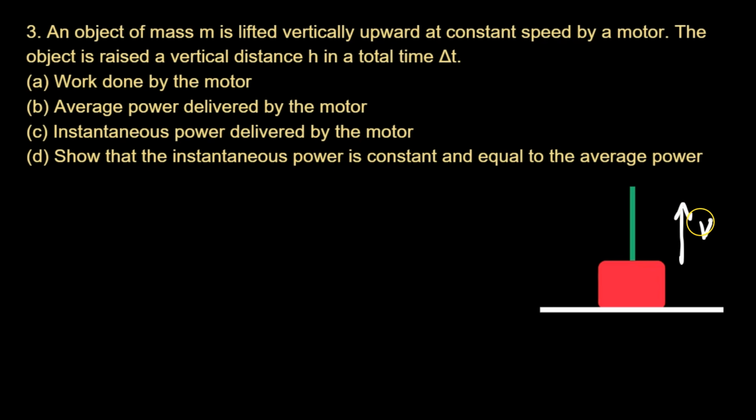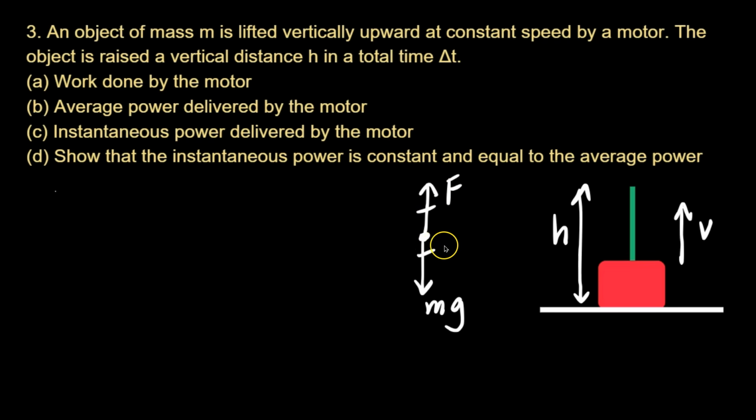In this problem, we have a mass m pulled up by a motor through a rope. It is moving up at constant speed and it's pulled up a height h. We're going to first draw a force diagram. Because it's moving at constant speed, we know that the forces are balanced.